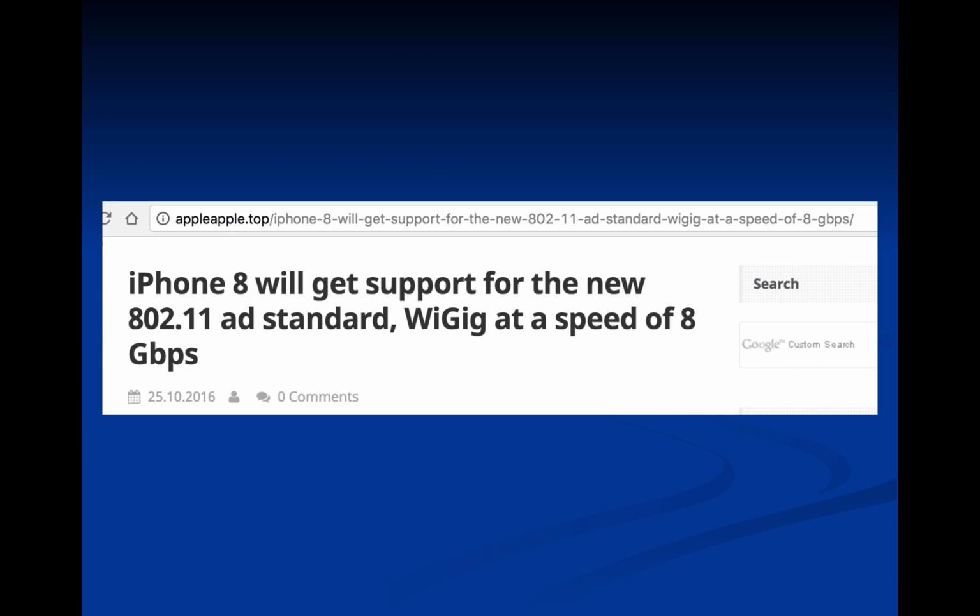And iPhone 8 will supposedly have support for it. Oh, is the iPhone 8 out yet? I think it isn't. We're still at a 7, right?